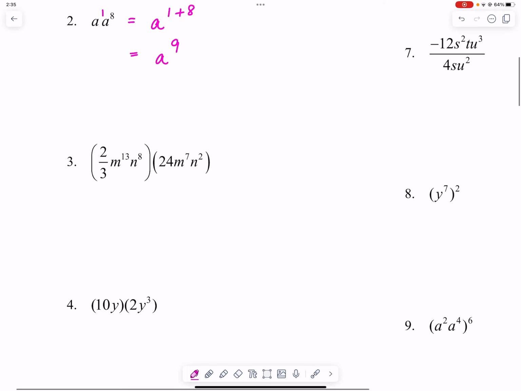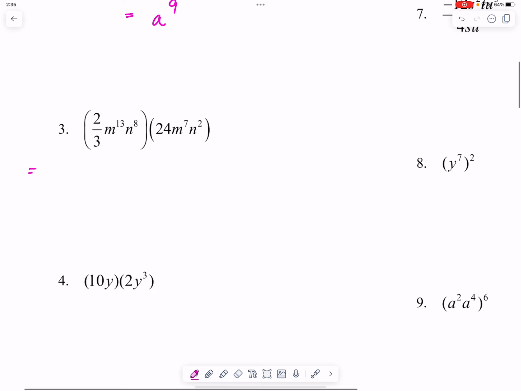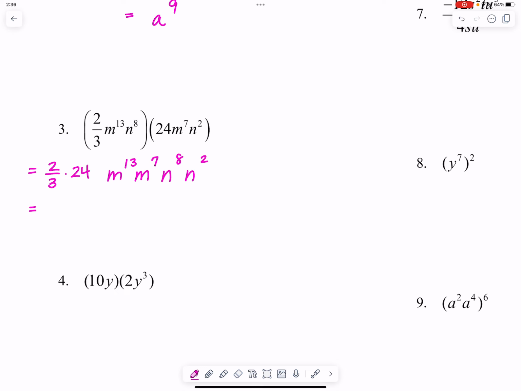Now, looking at number 3, I suggest getting your coefficients together and multiplying those first, and then going ahead and putting your variables in order or next to each other. So as you can see here, we have 24 divided by 3 is 8, multiplied by 2 is 16. You can also find that in your calculator as well. So I hope that helps.